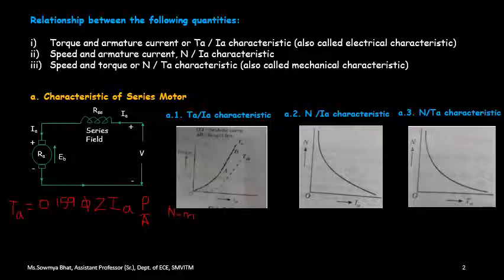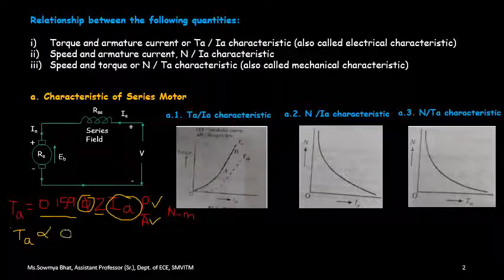Now from this, 0.159 is constant, the number of conductors Z will remain constant, and the number of poles as well as the number of parallel paths will remain constant. Here the only variable parameters are the flux phi and the armature current IA. So the equation simplifies to: armature torque is directly proportional to the flux multiplied with the armature current IA.